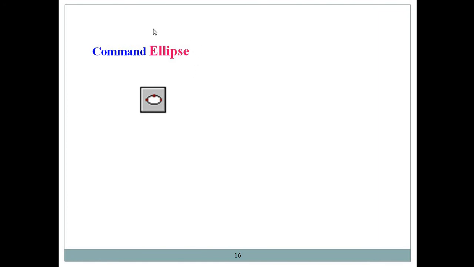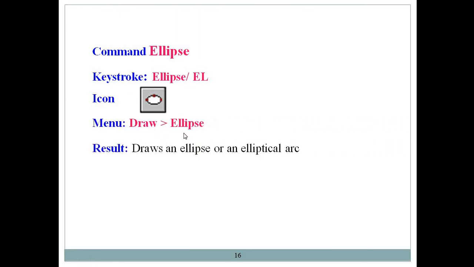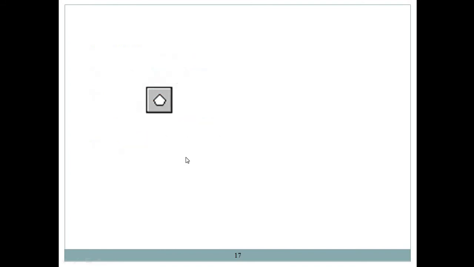Then the next command is ellipse, and this is the icon of the ellipse. The command is ellipse, oblique EL. Then the icon, then menu, Draw, Ellipse. The result is to draw an ellipse or elliptical arc. This is the symbol, or icon, of the ellipse.